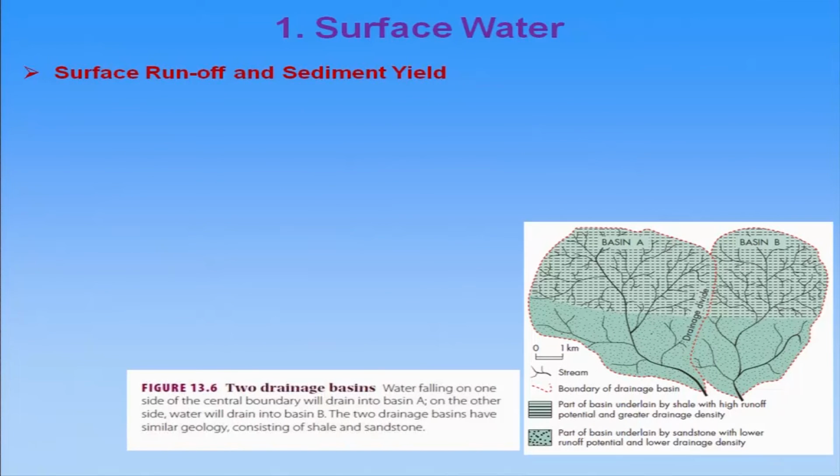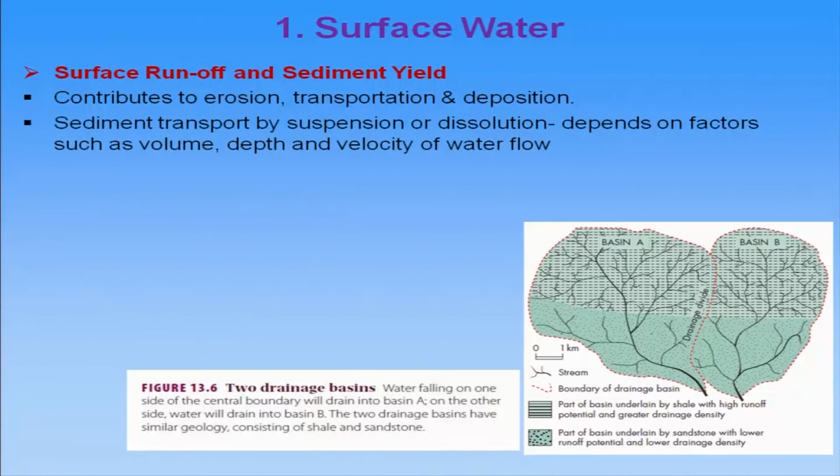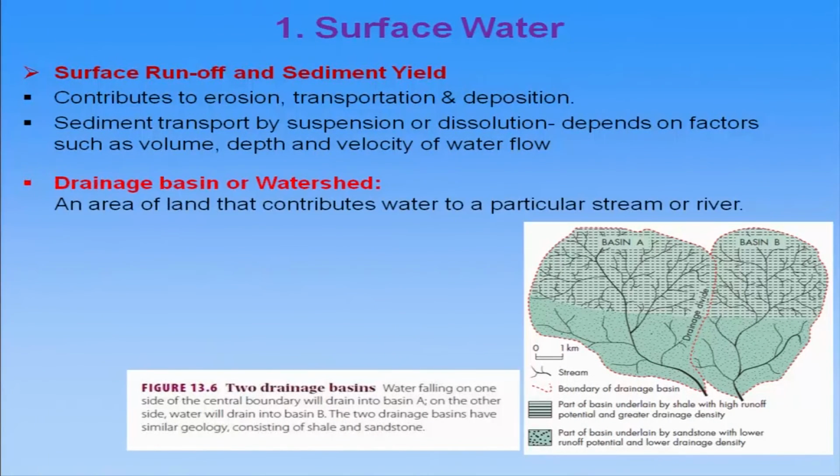When there is precipitation, or rain water falls on the surface, it will result in runoff as well as erosion. So it will contribute to erosion, transportation and deposition. Then sediment transport by suspension or dissolution. Now this will depend on factors such as volume, depth and velocity of the water flow. Drainage basin and watershed areas: the area of land that contributes to a particular stream or a river.